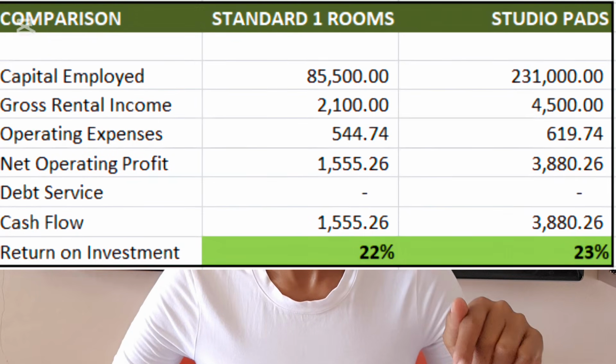Okay, now that we've gotten our cash flow, how do we get to our return on investment? That is a very important ratio that we use to measure whether our investment is good or not. How do we get to the return on investment? We go to the net operating income and divide that by the capital employed. And for that net operating income, we don't use the monthly one. We use the annual net operating income. Let's look at our numbers. For the standard one rooms, what is our return on investment? Our return on investment is 22%.